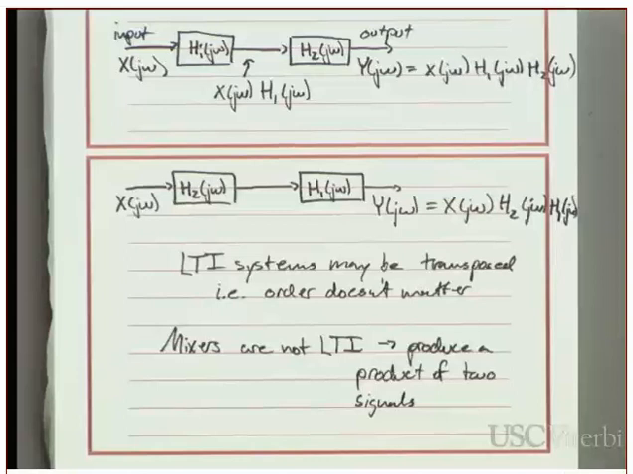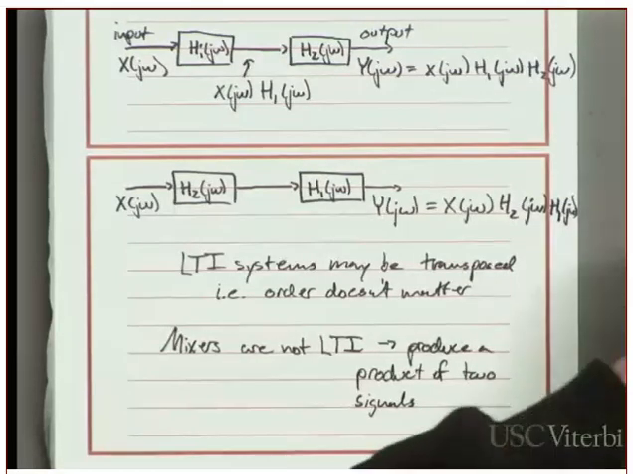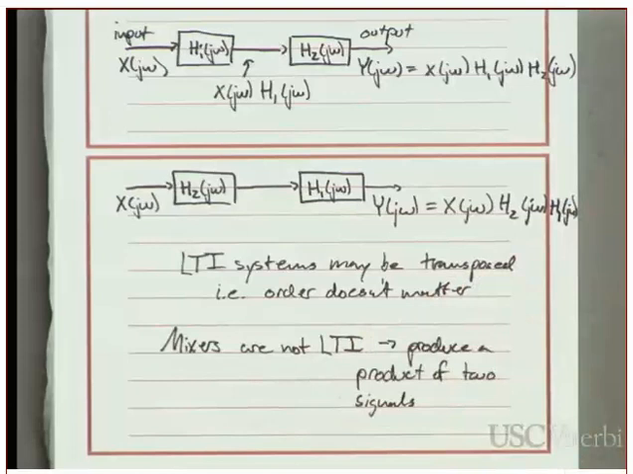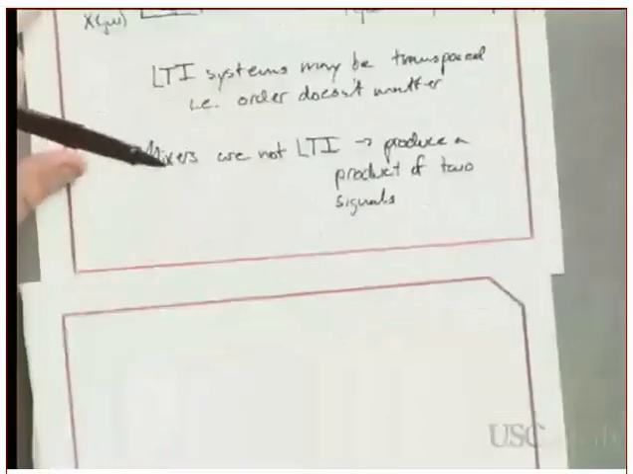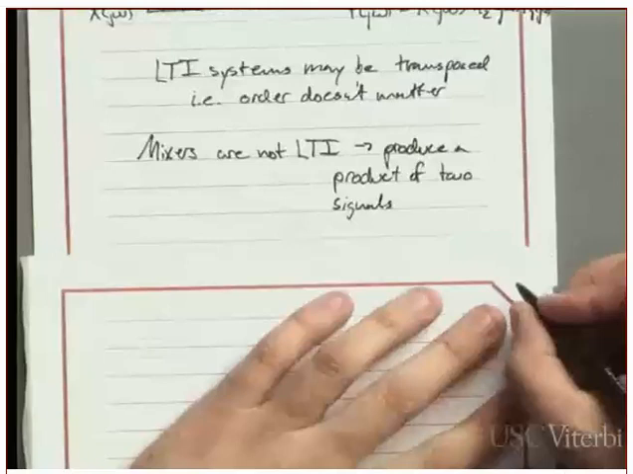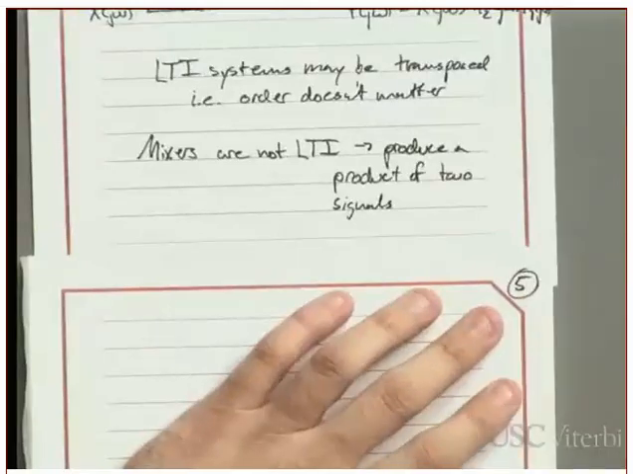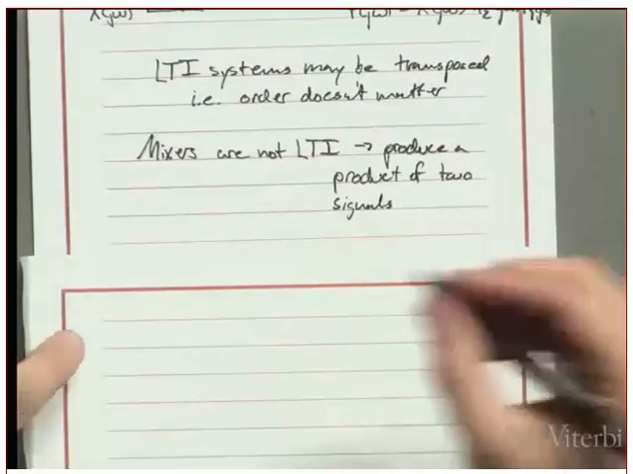And so the way that you kind of remember that is that if you have a filter before a mixer, it changes what happens at the output compared to if you put the filter after the mixer, depending on what the filter is doing exactly and what the mixer is mixing with. Okay. So that's my LTI stuff. Now to transistors.